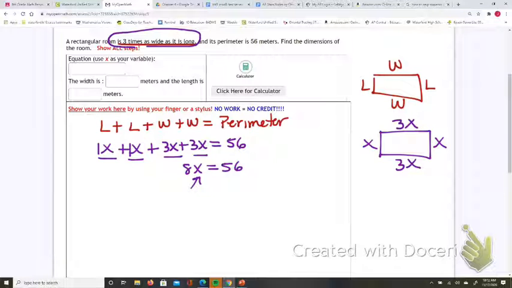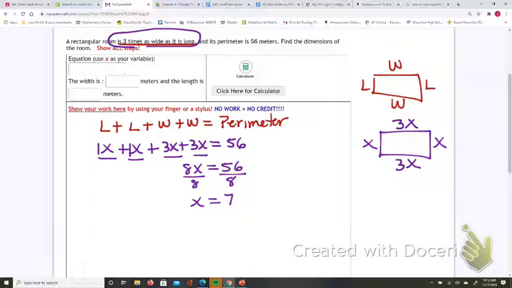So now we go to the next step, which is to undo the multiplication. We notice that there's an 8 right next to the x, and that means 8 times x. The inverse of multiplication is division, so we divide both sides by 8. 8 divided by 8 is 1x, and then 56 divided by 8 is 7.